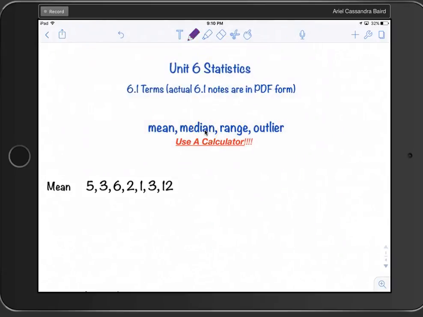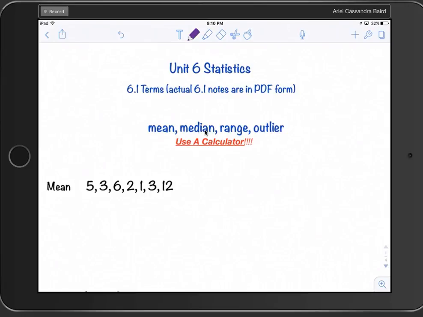Hello and welcome to Unit 6 Statistics. This is actually just a 6.1 terms video. The actual 6.1 notes are in PDF form. You can download them from Schoology and write them down on your notes.